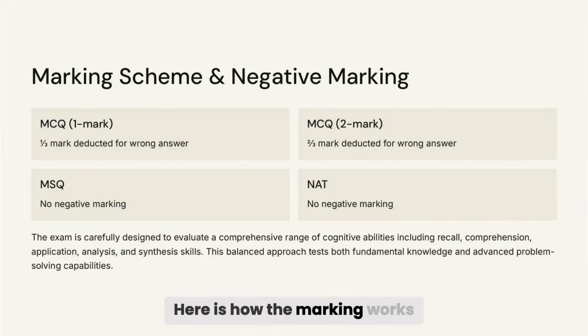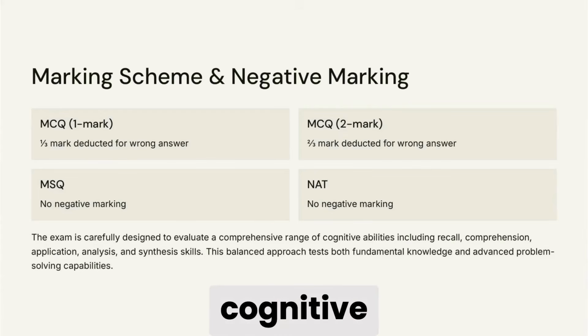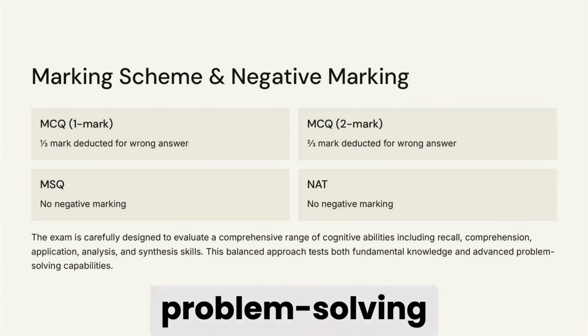Here is how the marking works in GATE 2026. For MCQs, 1-mark questions will have a penalty of 1/3 for wrong answers and 2-mark questions will have a penalty of 2/3. For MSQs and NATs, there is no negative marking for incorrect answers. The exam is designed to test a broad range of cognitive abilities, including recall, application, and problem-solving skills.